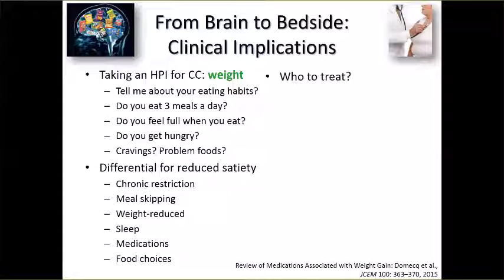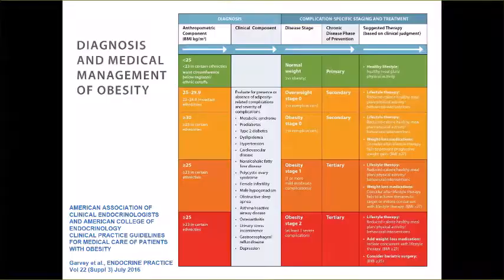So who to treat and what treatment are we going to choose? Well, I actually really like this American Association of Clinical Endocrinologists guideline, and it's pretty dense, so I'm going to hit the highlights for you. You're going to start off looking at the patient's BMI, and then you're going to look in this row at what comorbidities they have. If a patient is obese with no complications, then they're going to start with the mainstay of therapy, which is lifestyle changes, which we're familiar with.